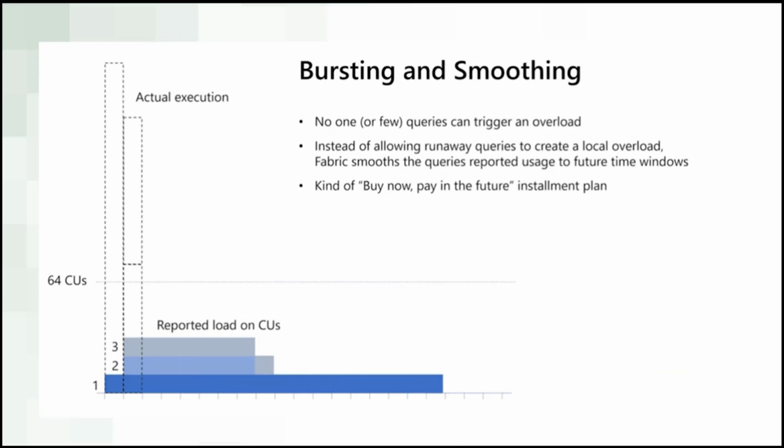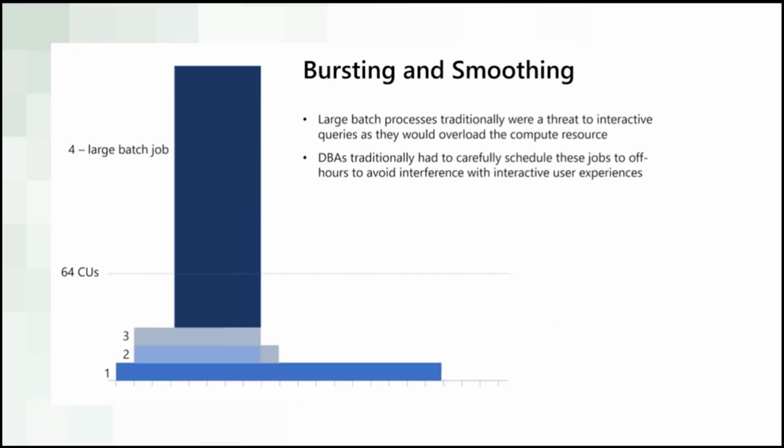We restrict our overload. Instead of allowing the right way we used to create a local overload, it smooths it over a few windows. It's buy now and pay later, the installment plan. So we've already got these three processes starting to stack up. We see 64 CUs on that line. Now we've got a large batch job, and that is going to threaten the interactive queries.